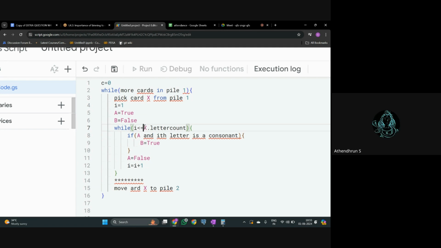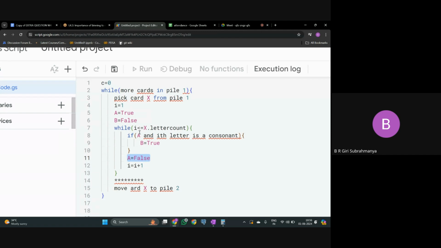A should be false and B should be false. See, for example, if the first letter is a vowel, then B will be false. Now A becomes false after that. Now for all the remaining letters, A is false, B is also false. Is there any unique way to say that the letter we are looking at is the last letter? I is equal to letter count. Okay, that is one way to do.